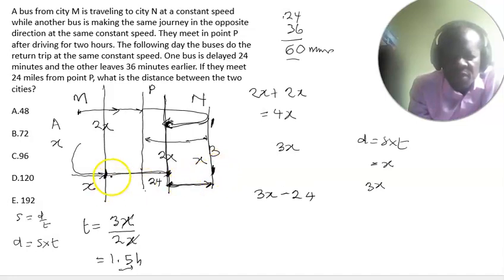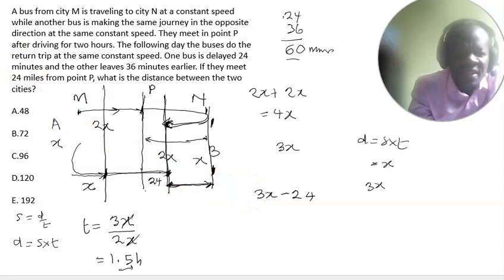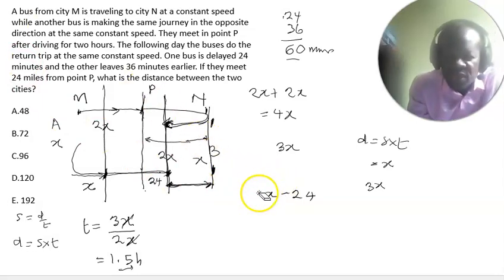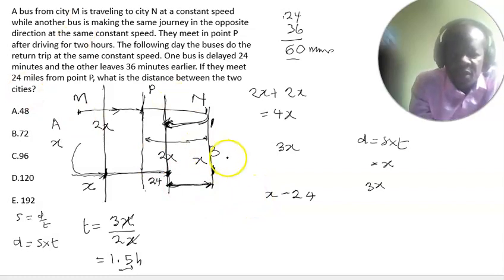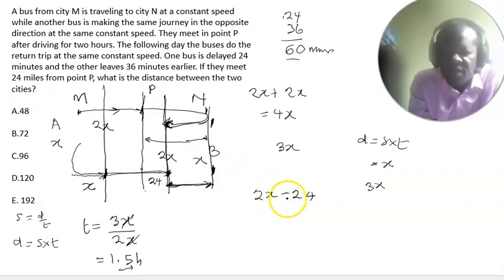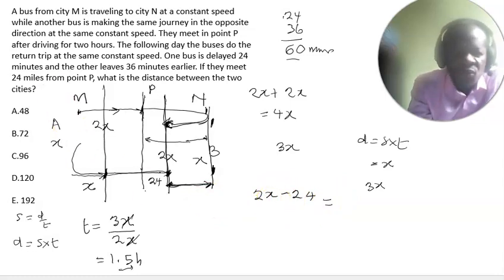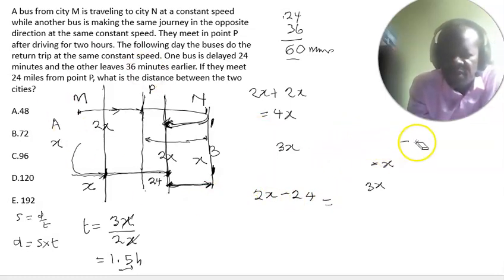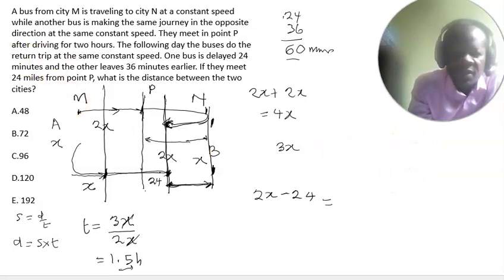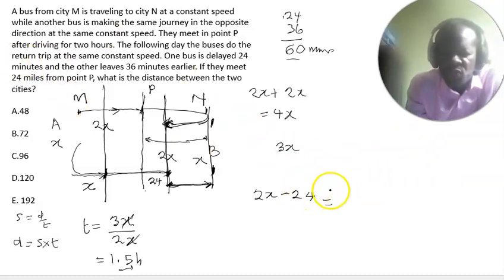We know that from this midpoint to this midpoint is 2x, fine. So that means from here to here will be 2x minus 24, sorry. So that same 2x minus 24 will be equal to speed times time for that distance.